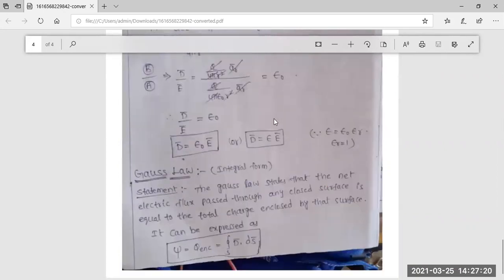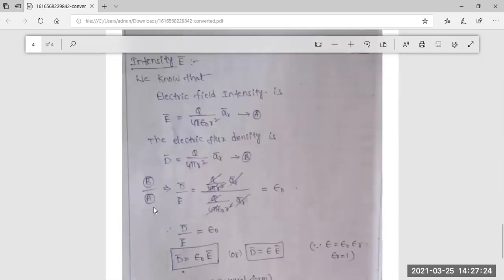So this is about the electric flux density due to a point charge, and the relation between D bar and E bar. Okay, next one is Gauss law. What is the limitation of Coulomb's law? Coulomb's law limitation is that it is not applicable for arbitrary charged bodies or arbitrary surfaces.